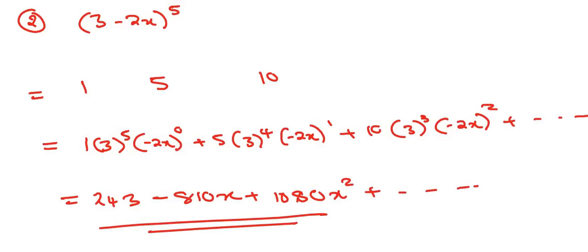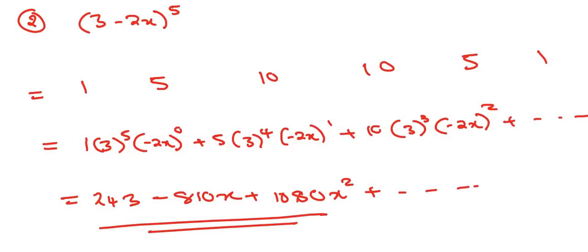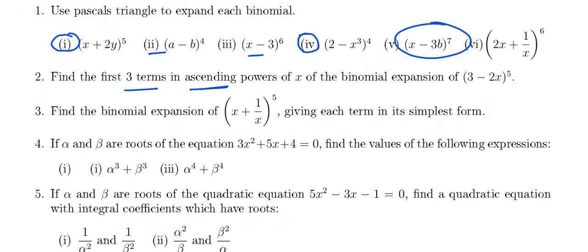Instead of expanding everything, we know here it's 5, and we're supposed to have something that looks like this. Because they specifically wanted the first 3 terms in the ascending powers of x, meaning in the expansion the x powers are ascending, this is basically what we're having. So this is the answer to question 2.